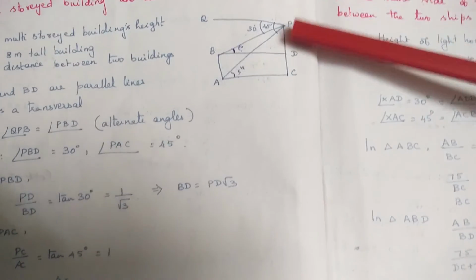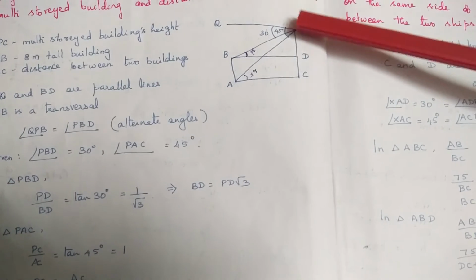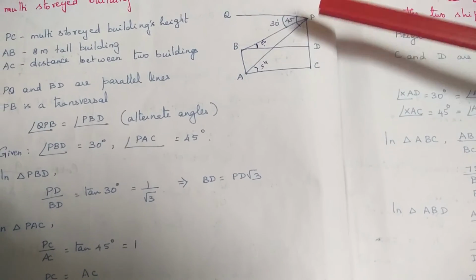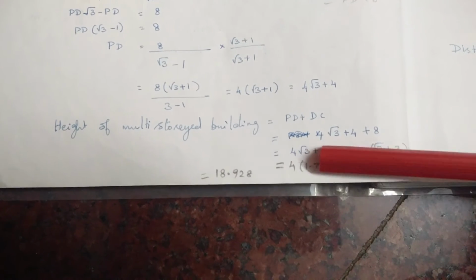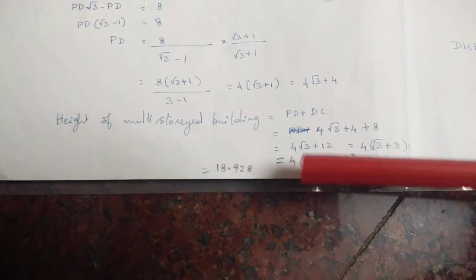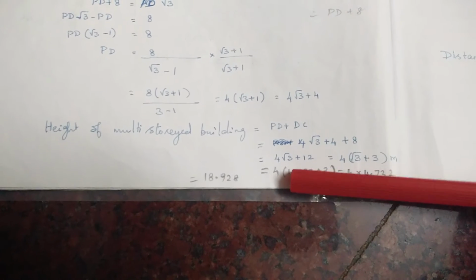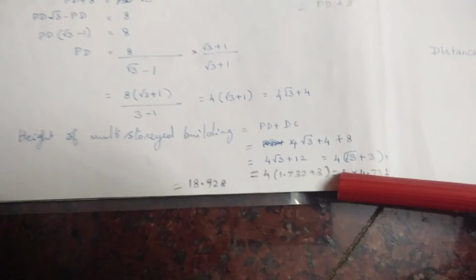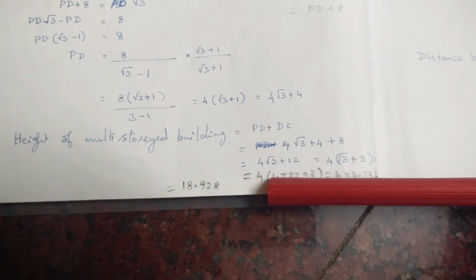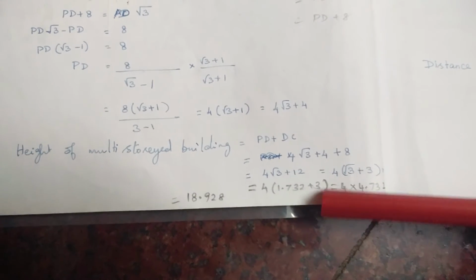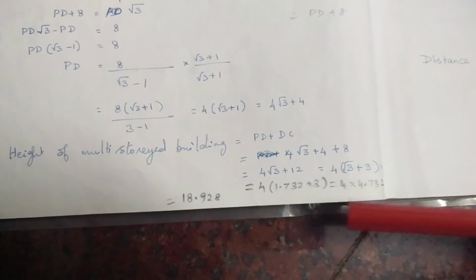This value only. But you have to find the height of the multi-storied building. So this value plus this 8 meters you have to add. So you will write PD plus DC, 4 root 3 plus 4 plus 8. So 4 root 3 plus 12 will come. If you want, you can simplify it as 4 into root 3 plus 3. That also you can take, or otherwise you have to take 1.732 into 3, equal to 4 into 4.732.